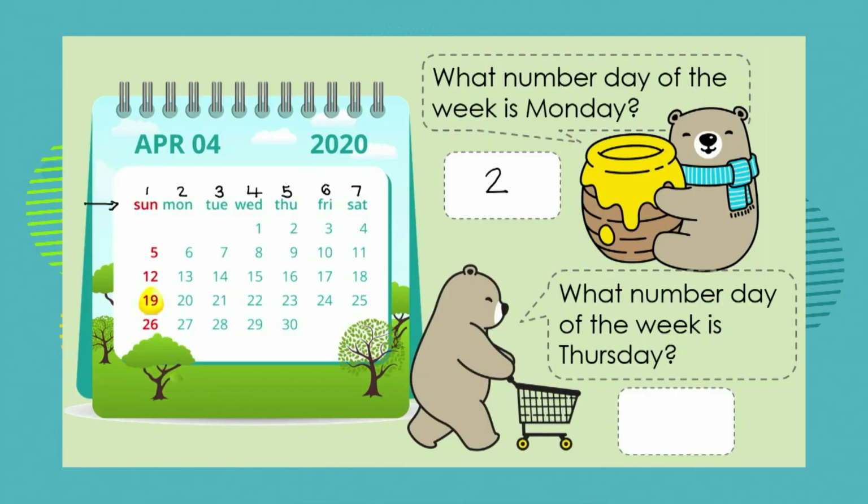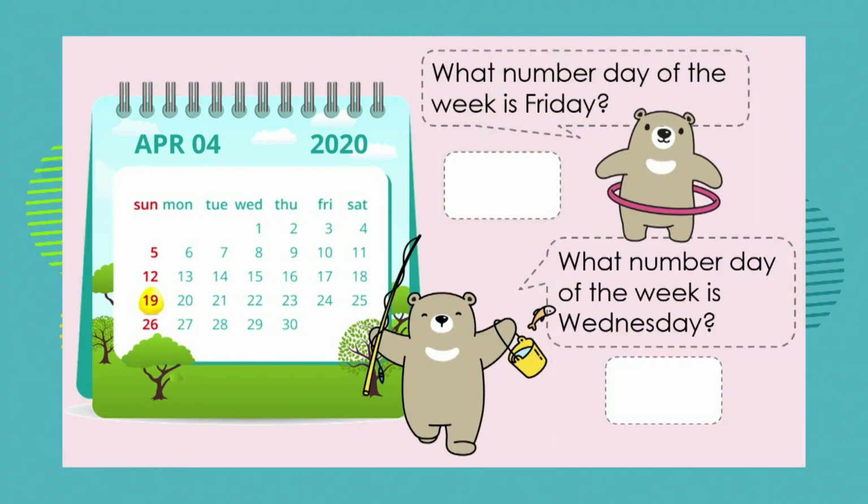Yes, very good. If we have a look at our calendar, we can see that Thursday is the 5th day of the week. We can see that over there. Let's read the next question together. Again, we can use our calendar to help us. What number day of the week is Friday? Can you help me? Very good. Friday is the 6th day of the week.